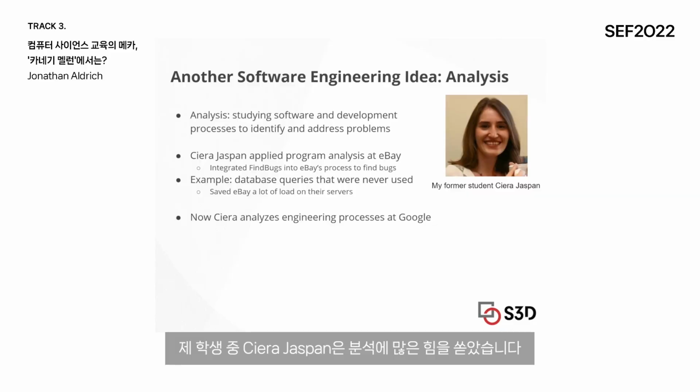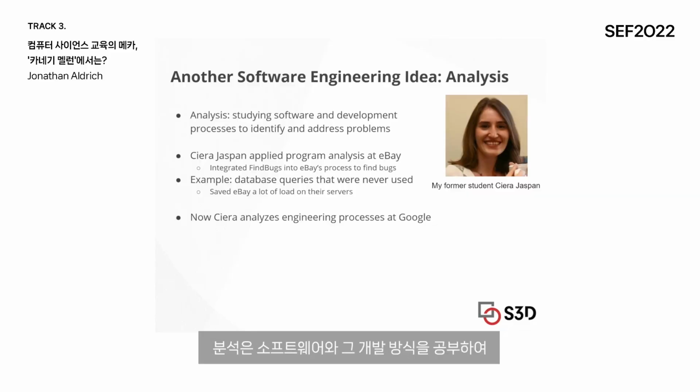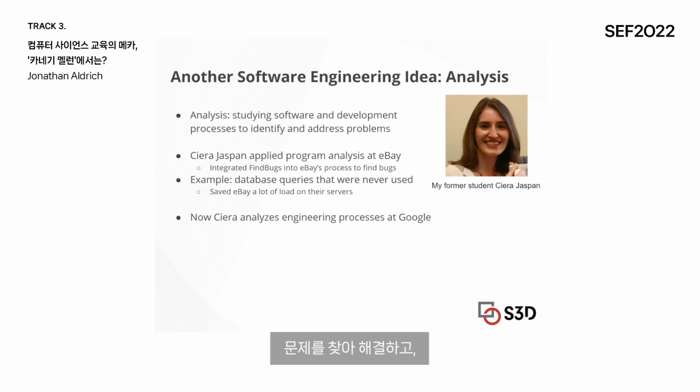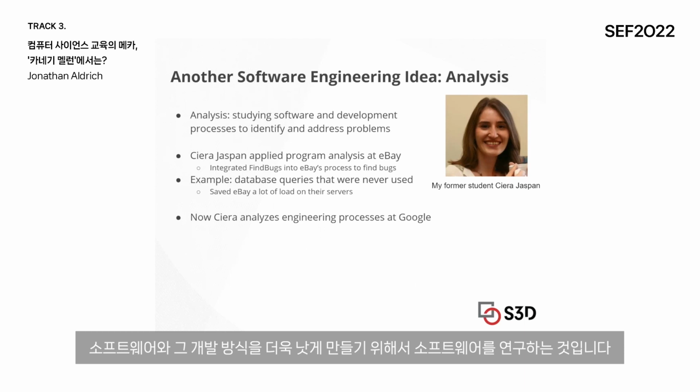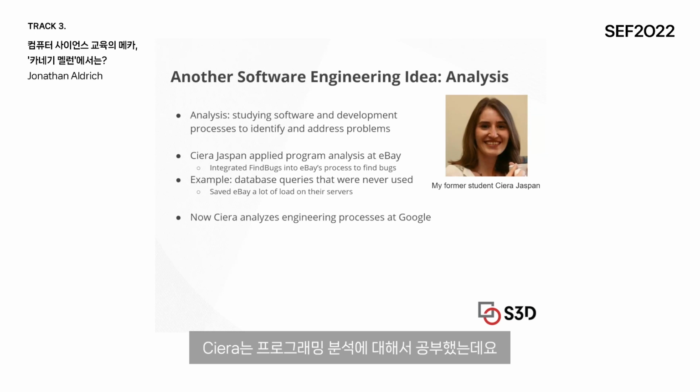Another important software engineering idea is the idea of analysis. My students here at Jasmine worked a lot on analysis. Analysis is studying software as well as software development processes to identify and address problems, to make the software better, and also to make the process by which we develop that software better. So one thing Sierra did was she studied program analysis, and she went on an internship and applied some ideas from her program analysis at eBay, the retailing site. She integrated FindBugs into eBay's process to find bugs and in general improve their software.